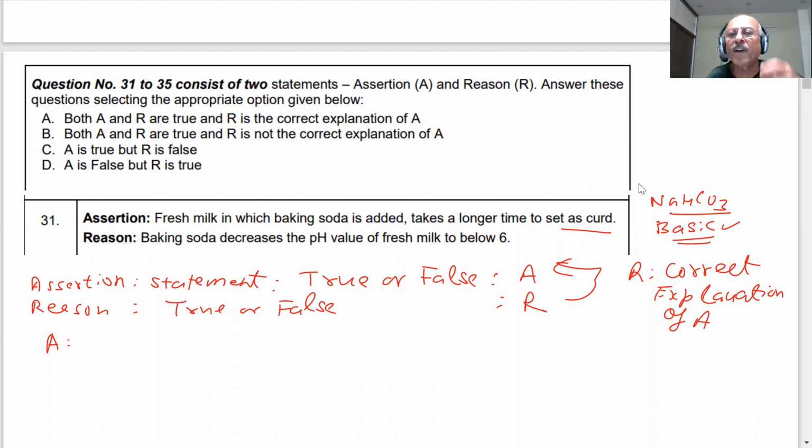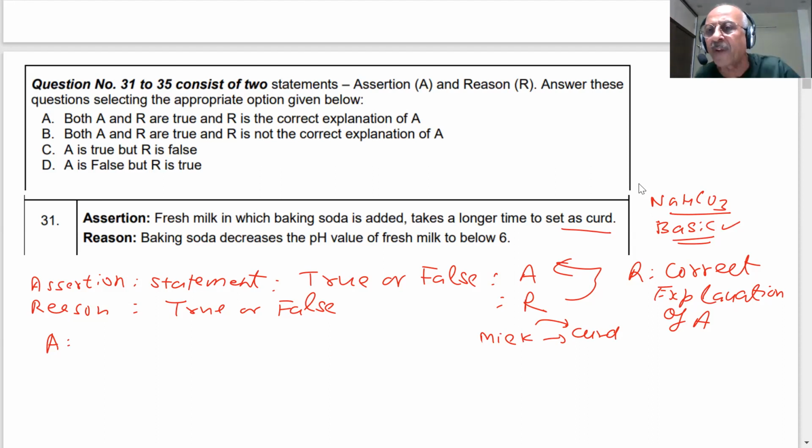What happens when milk forms curd, student? You know, milk forms curd. Lactic acid is produced, but this is a base. If a base is added, then what will happen? There will be a delay in the formation of the curd, because it will neutralize some of the lactic acid.